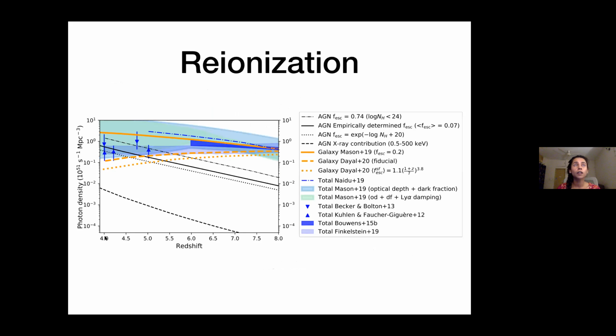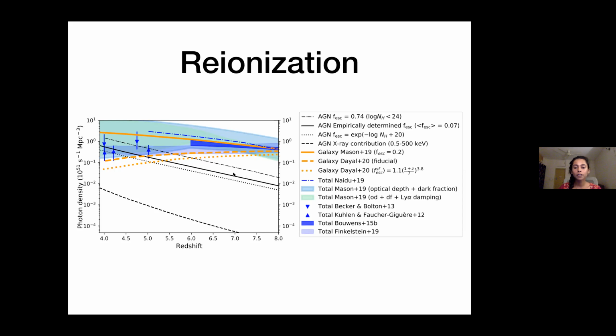In this plot, this is the photon density, and the y-axis is the redshift. The green and blue lines are the total ionization, the total photon density, where you can see there's a lot of disagreement in what exactly the value is. This orange line is galaxy models that predict how much ionization comes from galaxies. And these black lines are the AGN contribution, and this is the AGN X-ray contribution, which is much lower than UV. These black lines are calculated according to our model, and realistic assumptions about escape fraction give us the result that at most 20% of the total reionization contribution comes from AGN.